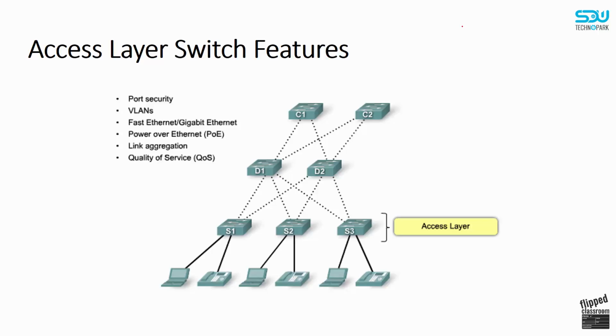And now it's time for just an overview of the features of the 3 layers which we are discussing today. Access layer switch features: port security. Only in the access layer switch we have port security. It can provide VLAN connectivity. It can have Fast Ethernet, Gigabit Ethernet, or 10 Gigabit Ethernet. It can provide Power over Ethernet.